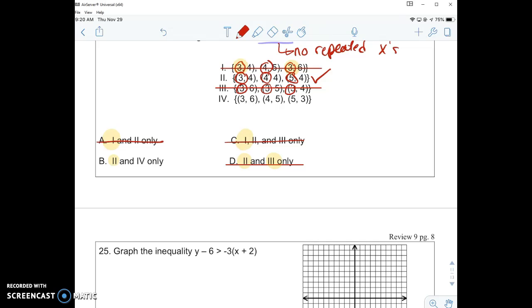Okay, just to double check, number 4, my x values are 3, 4, and 5. None of those repeat, so that is a function. So B is our correct answer.